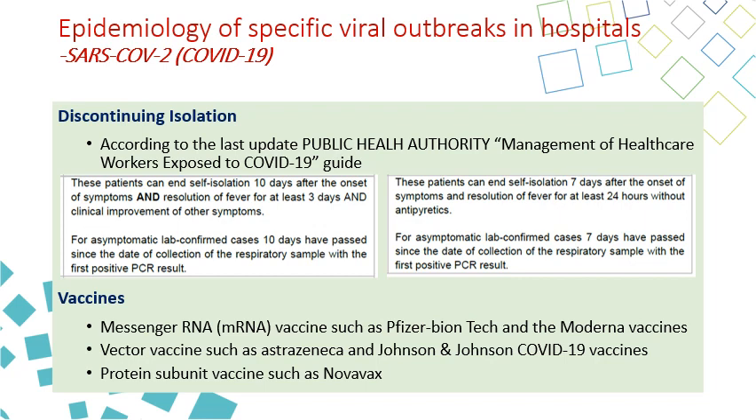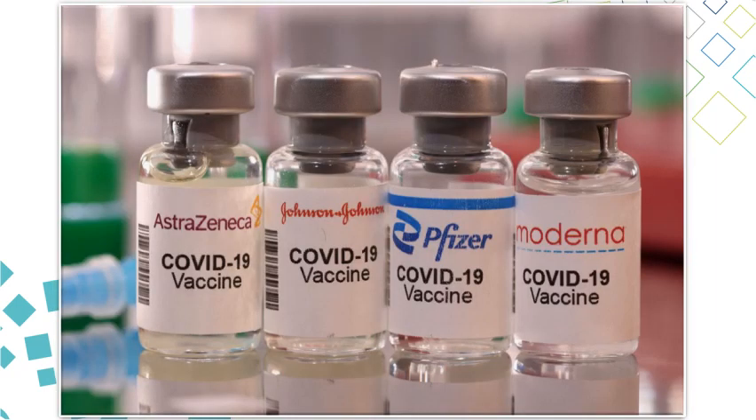Vaccine: we have multiple vaccines for COVID, including mRNA vaccines, including Pfizer and Moderna, vector vaccines like AstraZeneca and Johnson & Johnson, and protein subunit vaccine such as Novavax. And this is a photo of different types of vaccine.